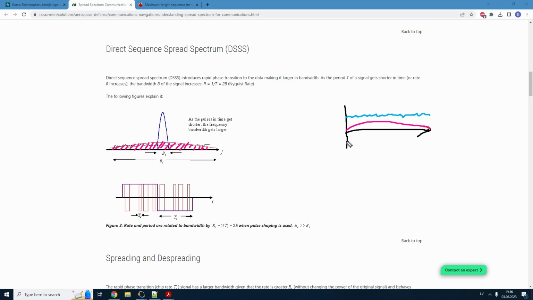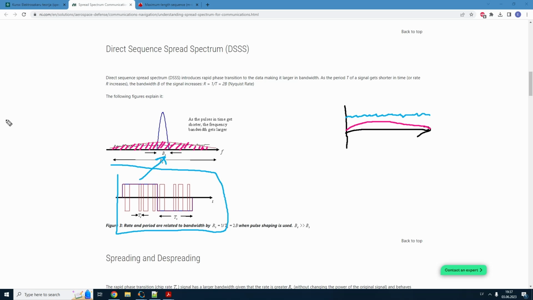And the best thing about it is, if you happen to know the special code that can be used to achieve such spreading of the spectrum, then you can receive this signal. If you don't know this code, then you will not receive this signal, and you may not even be aware that there is a signal at all. So at any rate, you need some kind of code.